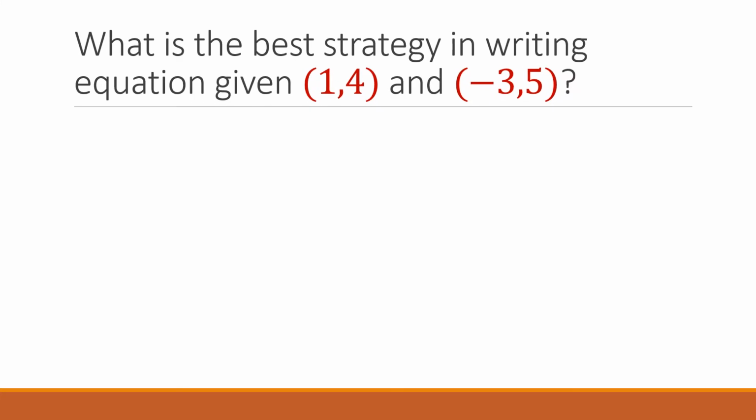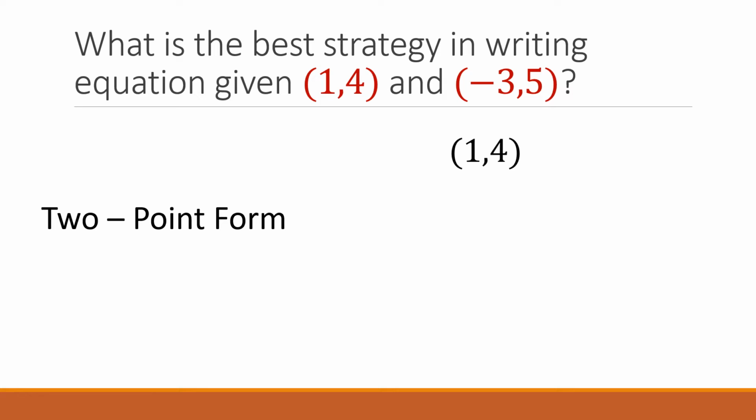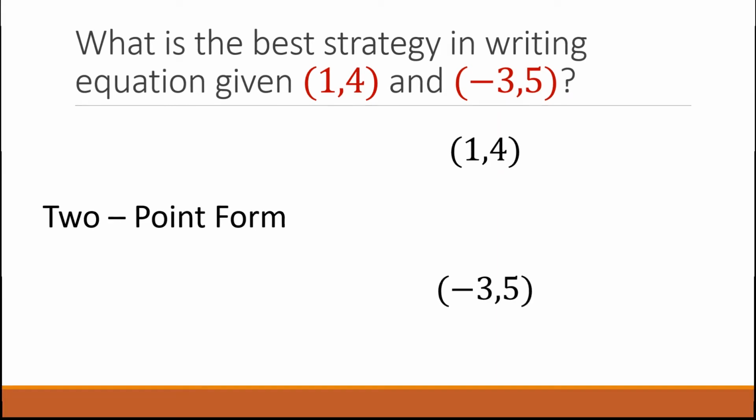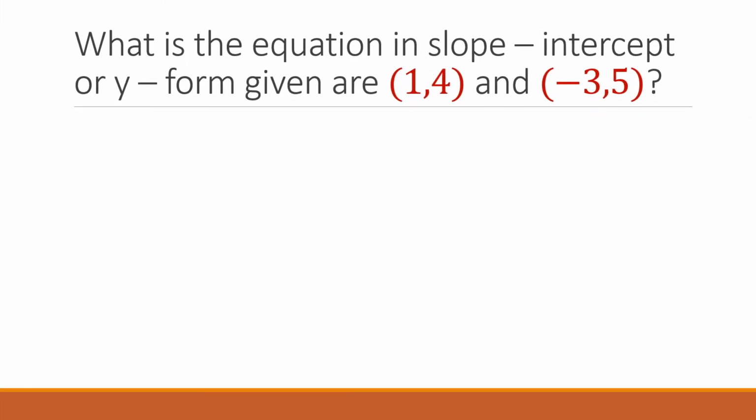Let's have an example. What is the best strategy in writing an equation given (1, 4) and (-3, 5)? The answer is two-point form, because there are two points, (1, 4) and (-3, 5). So let's have this one. What is the equation in slope-intercept form, or y form, given (1, 4) and (-3, 5)?